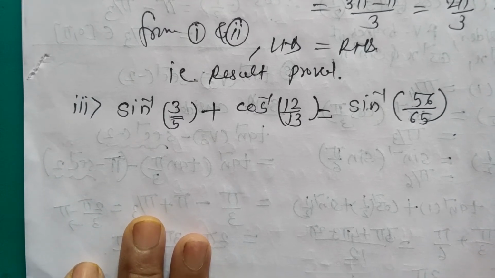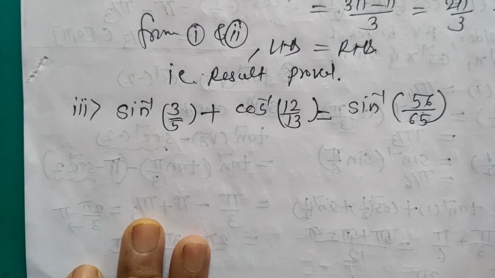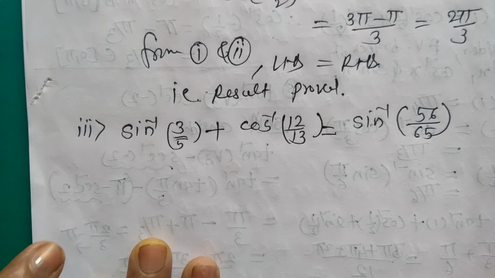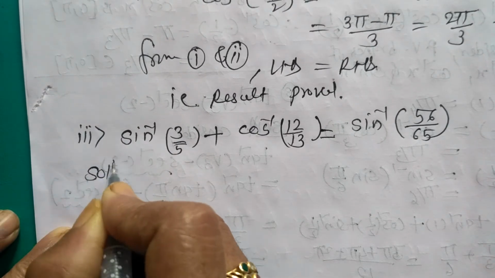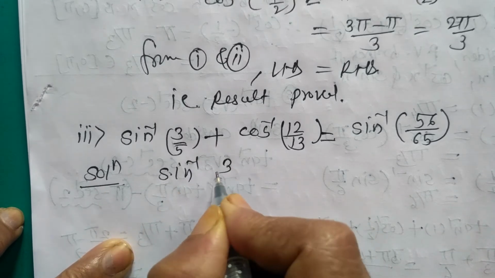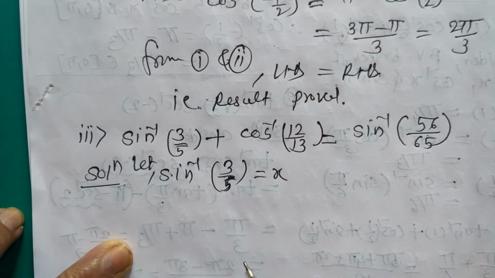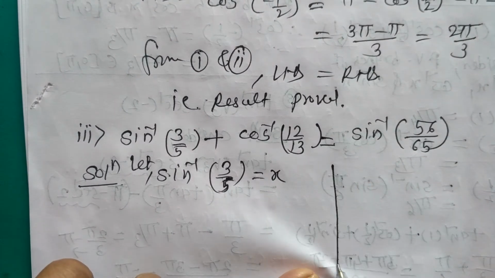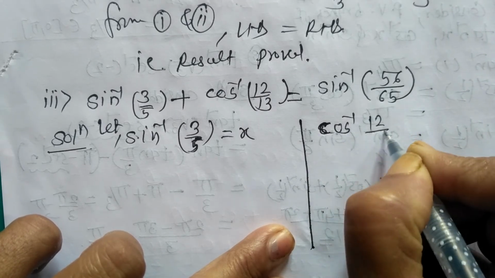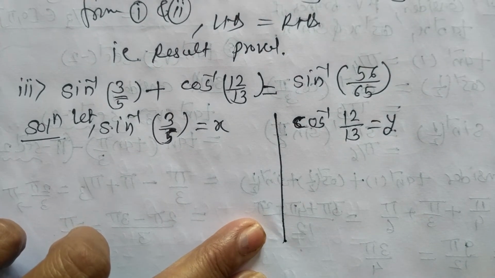So we take here the construction of a right angle triangle, taking the corresponding measures of the sides of the right angle triangle. With the help of this we find the measure of its hypotenuse. So to prove this result, we assume for the first value, sine inverse 3 by 5, that value is x. So let sine inverse 3 by 5 be equal to x, and cos inverse 12 by 13 is equal to y. So the left side of this expression becomes x and y.